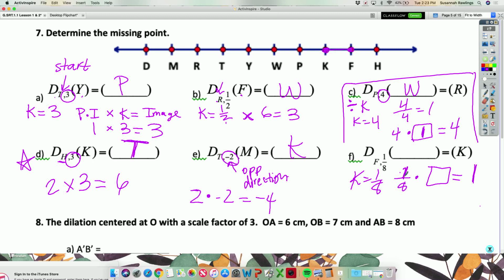So what times 1/8 would get me to 1? 8. Okay, so that means I'm going to have to count from F 8 times. So 1, 2, 3, 4, 5, 6, 7, 8 would take me all the way back to D. So you are dividing still here, but fractions are a little tricky. Okay, I'm going to pause for questions.